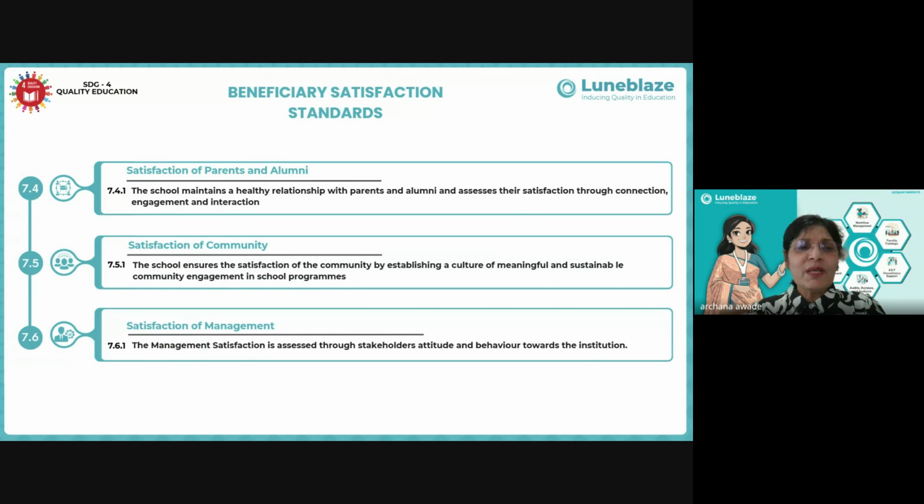So the purpose of education is to create and sustain satisfied beneficiaries, which are our students, parents, staff, community, management, and also our alumni. So this is all about the standard statements defined by the SQAAF framework, so that every school works on and creates these standards in their school when it comes to beneficiary satisfaction.